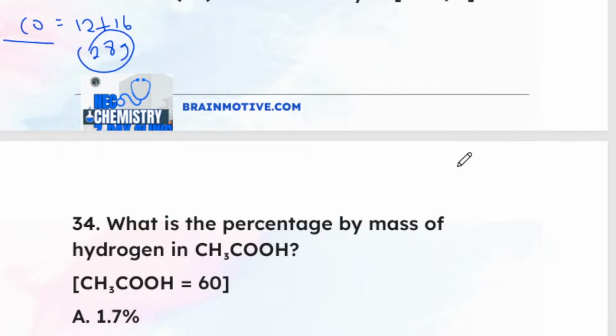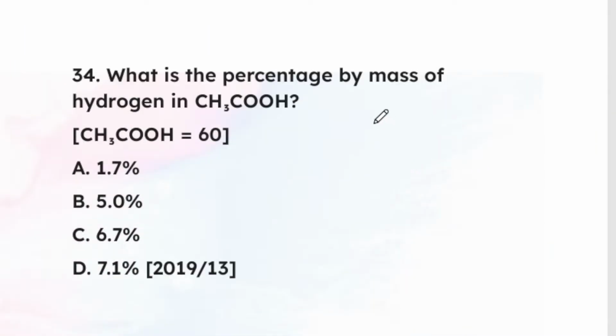Okay? Very straightforward question. And this is asking what is the percentage by mass of hydrogen in this compound, okay? And so we have to ask ourselves how many hydrogens we are looking for, because that's the element we're looking for, right? So if you look, you have 1 and 3 hydrogens. So that makes 4 atoms of hydrogen, right? And if that's 4 atoms of hydrogen, that's going to be 4 times 1, which is going to be 4.